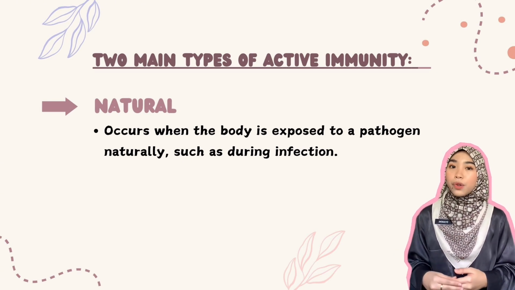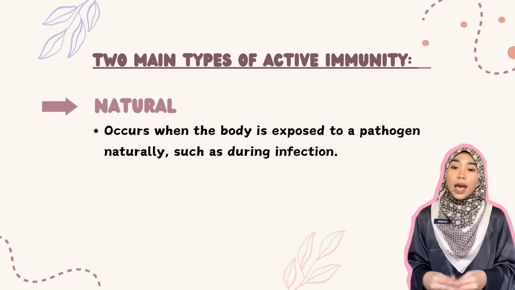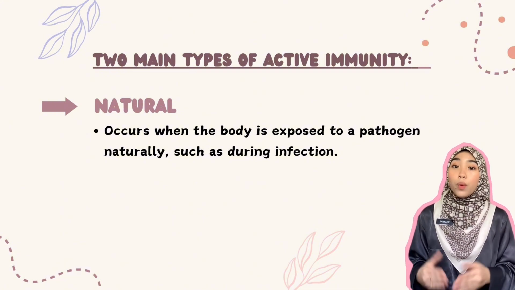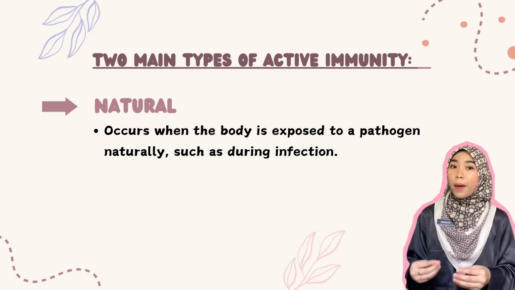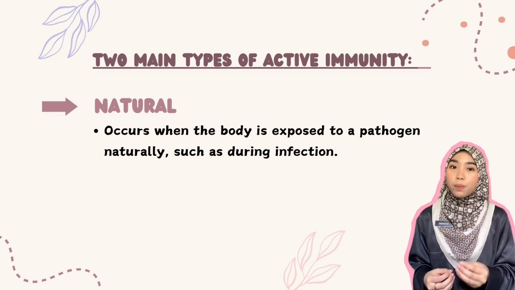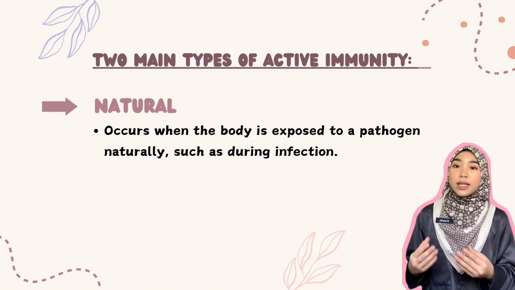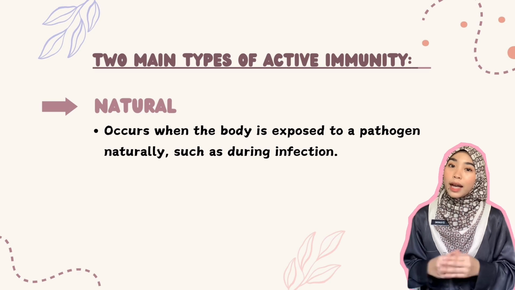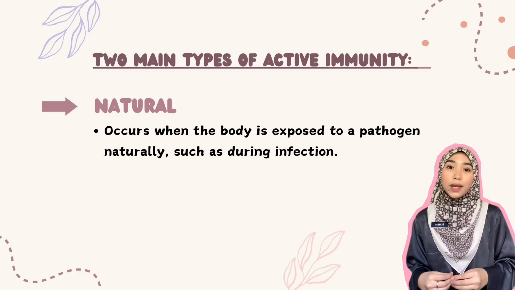When a person contracts a disease, their immune system mounts a response to eliminate the pathogen, and this response involves the production of antibodies by B lymphocytes, which is a type of white blood cell that are specific to the antigen of the pathogen. Additionally, memory cells are generated during the immune response. These memory cells remember the pathogen and allow for a faster and stronger immune response upon subsequent exposure. Natural active immunity typically provides a long-lasting protection against the specific pathogen.